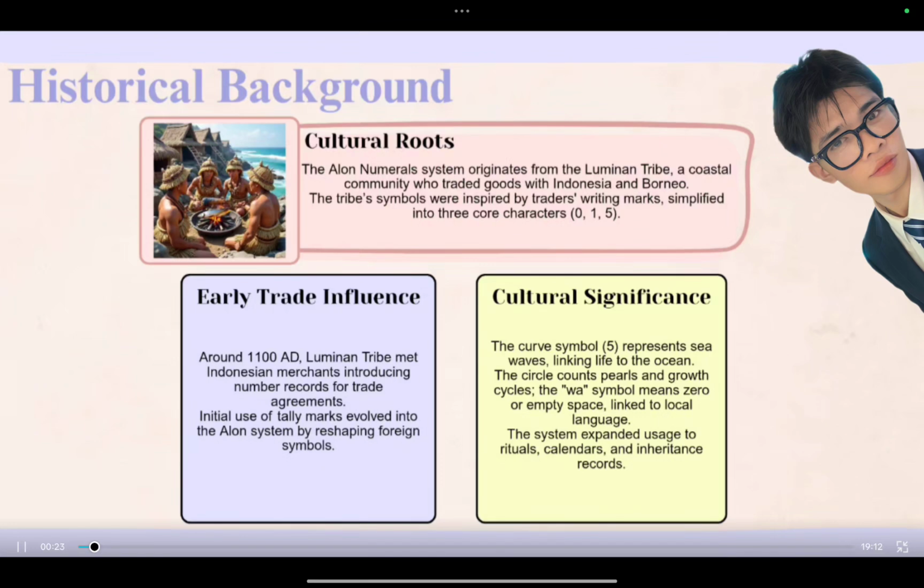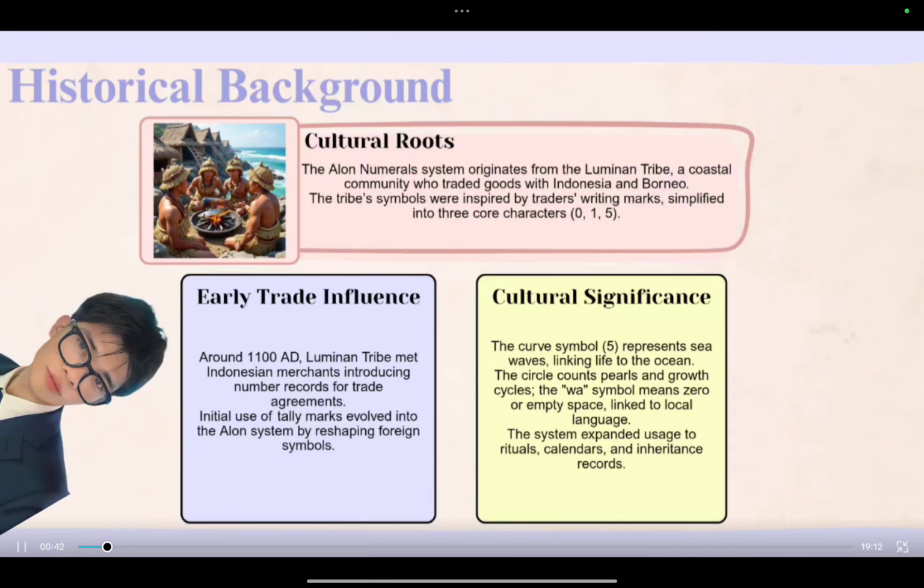The Luminian people often traded beads, woven cloth, dried fish, and pottery with merchants from Indonesia and Borneo. Through these exchanges, they saw the writing marks used by traders and began adopting some of the curved and flowing symbols into their own counting system.